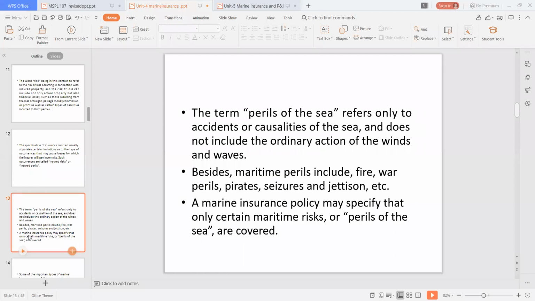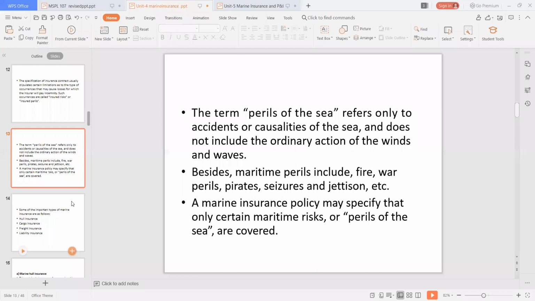See that the term perils of the sea refers only to accidents or casualties of the sea and does not include the ordinary action of the winds and waves. Besides, maritime perils include fire, war, perils, pirates, seizures, etc. Even pirates also. A marine insurance policy may specify that only certain maritime risks or perils of the sea are covered, and only those will be covered. So kindly note it down.